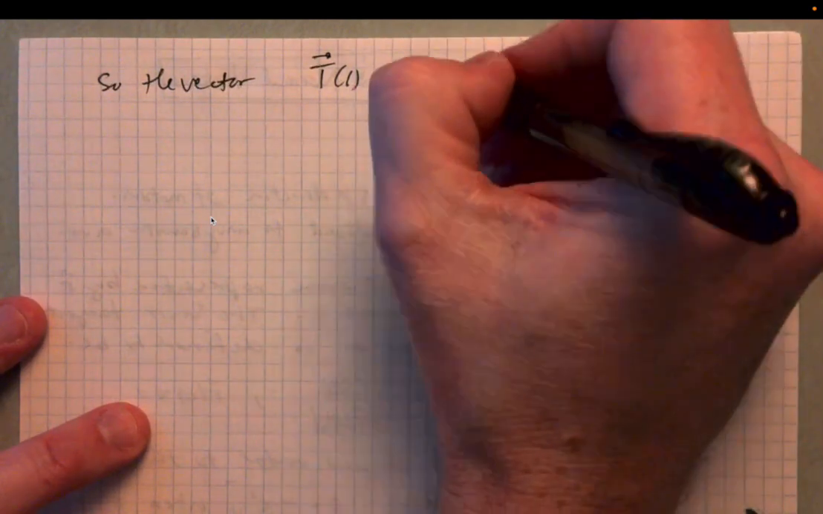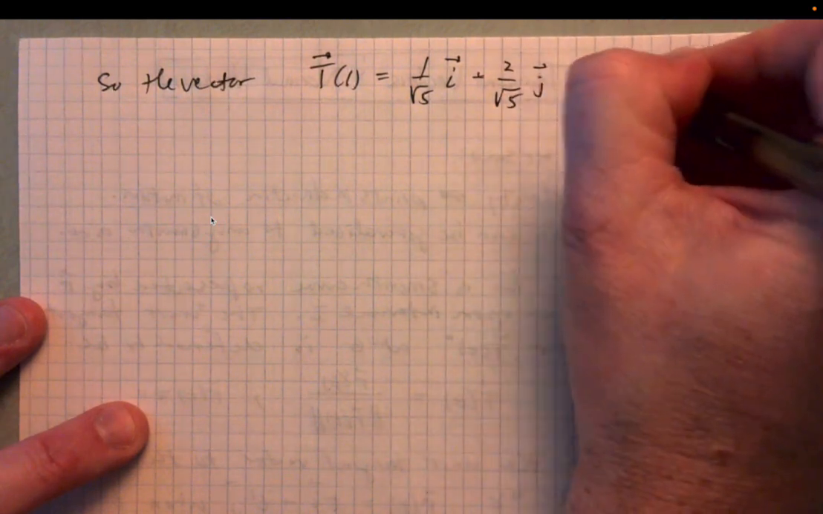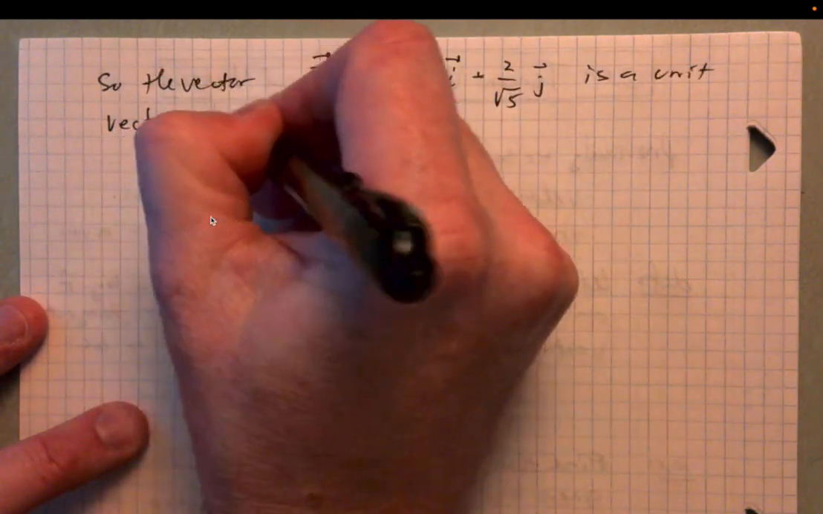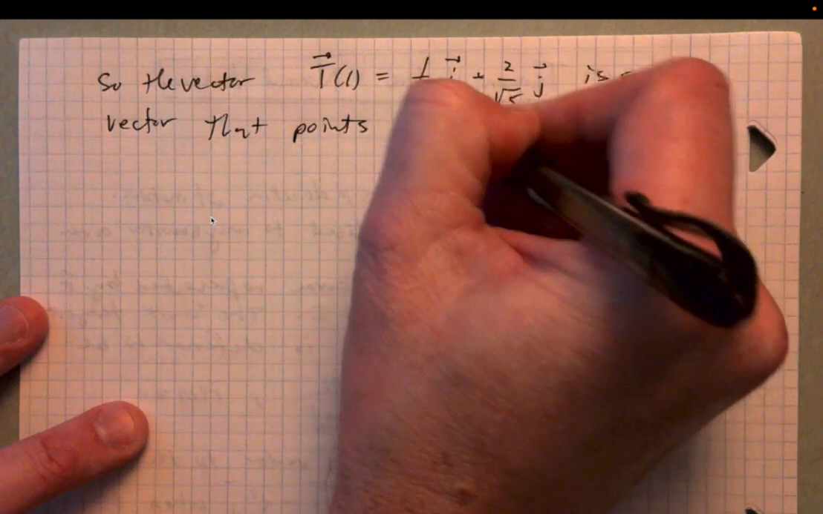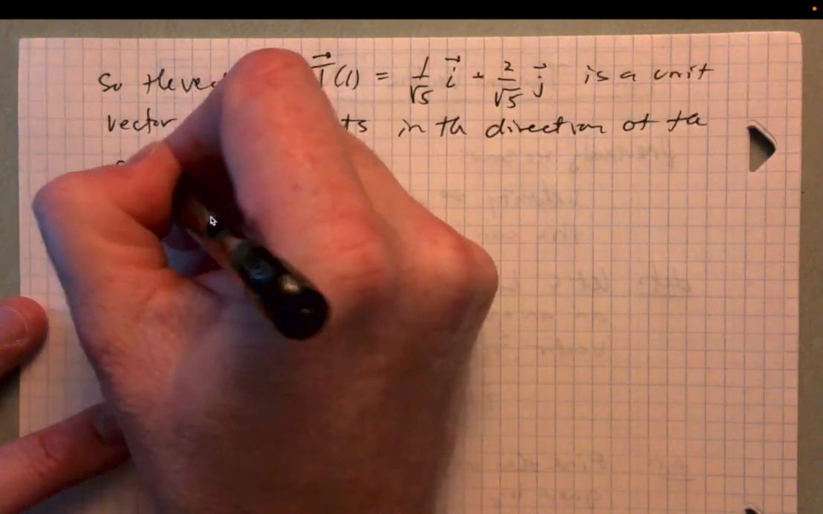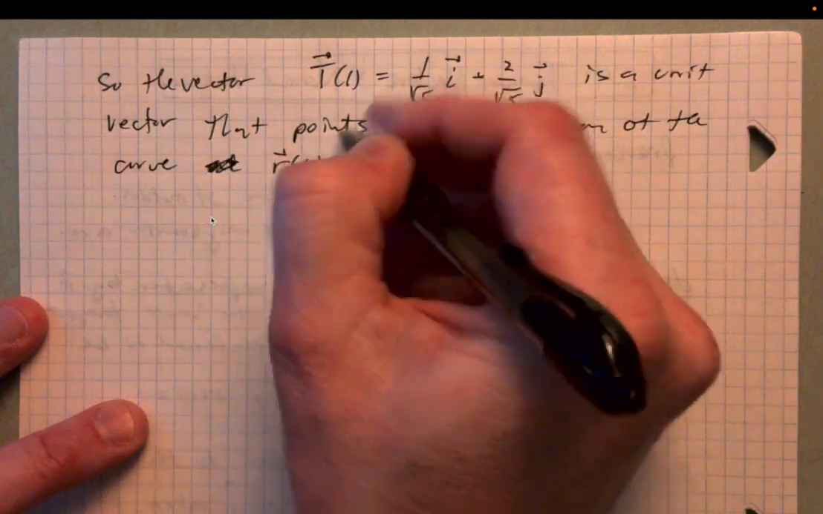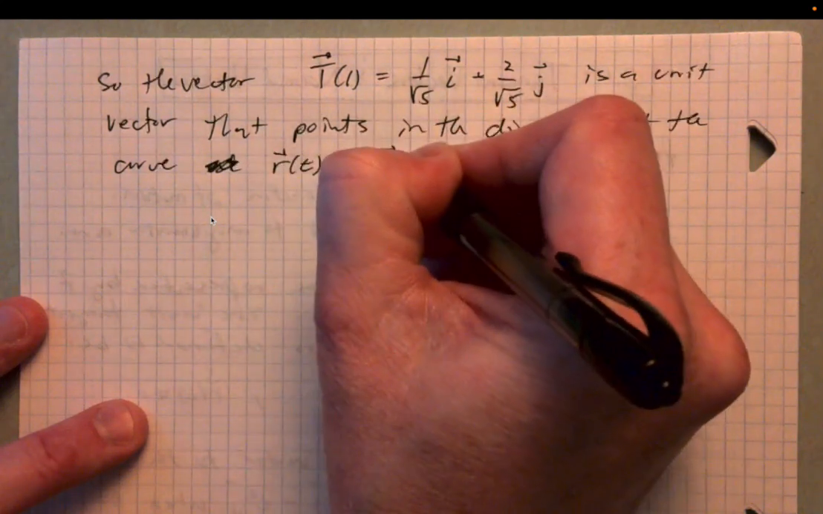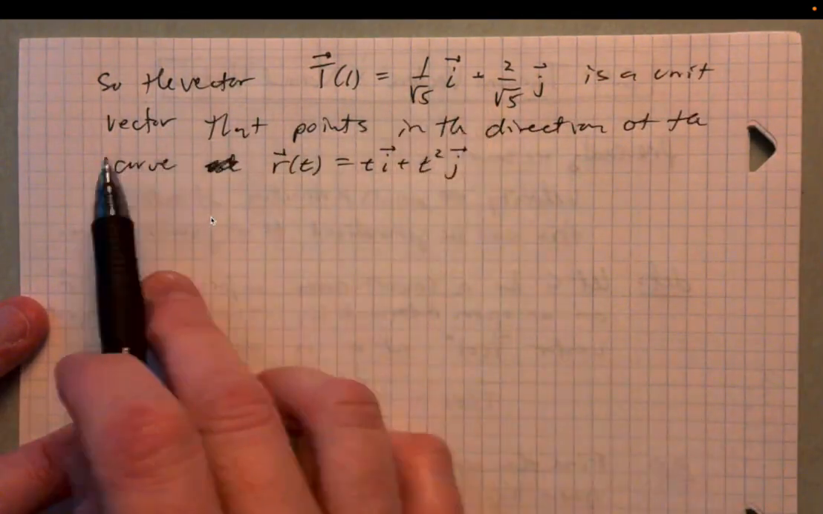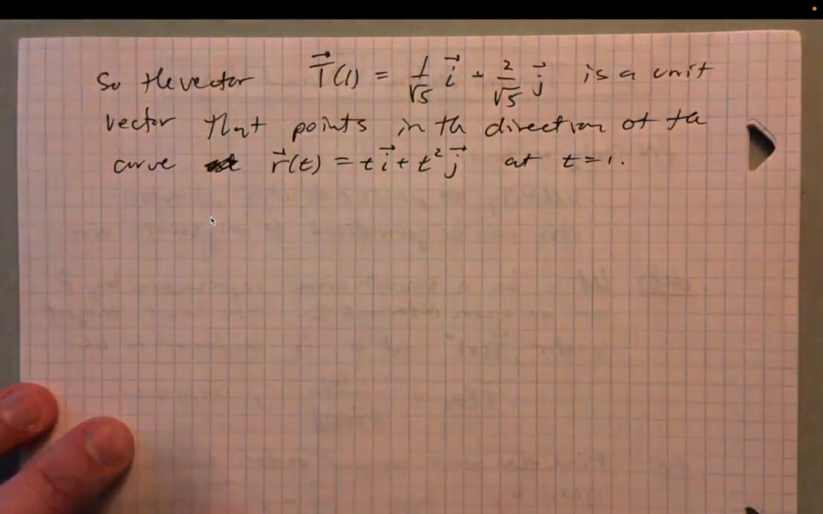1 times the square root of 1 over the square root of 5 i plus 2 over the square root of 5 j. This is a unit vector that points in the direction of the curve, and then we'll write the curve here. The curve was t i plus t squared j. So this is a unit vector that points in the direction of the curve at t equals 1.